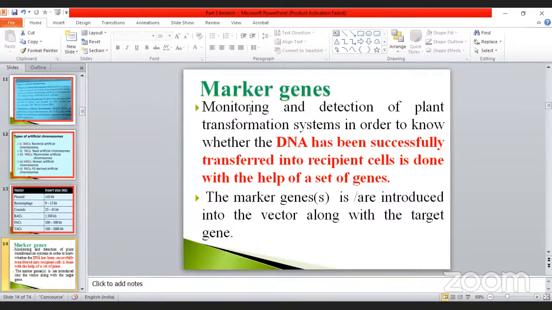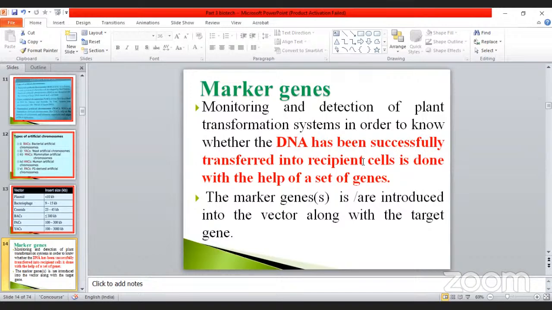Okay. So what is a marker? It highlights the gene sequences, isn't it? Marker is mostly used for highlighting the gene, for the monitoring and detection in a plant transformation system, in order to know whether the DNA has been successfully transferred into a recipient. How do you know whether the gene is transferred? Whether it successfully reached the target cell or not. How will you know? We do not know.